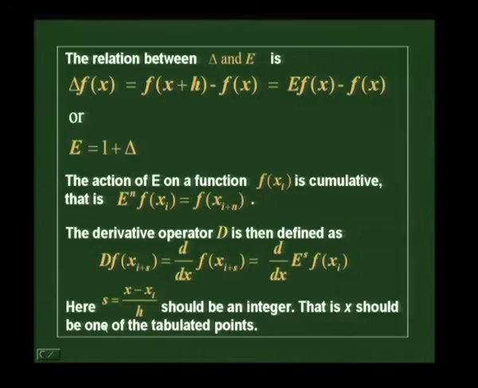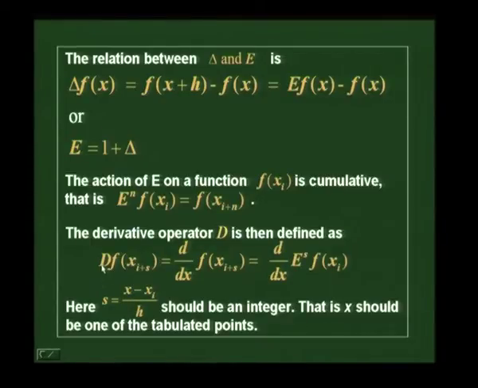Again, all these things are valid only when we want to evaluate the derivative at one of the tabulated points, that is, s has to be an integer. If s has to be an integer, then x has to be one of the tabulated values. So that is the point. s is (x − x_i)/h, where h is the difference between two nearby tabulated points. So this has to be an integer, that is, x has to be one of the tabulated points. Then I can write it in this fashion.